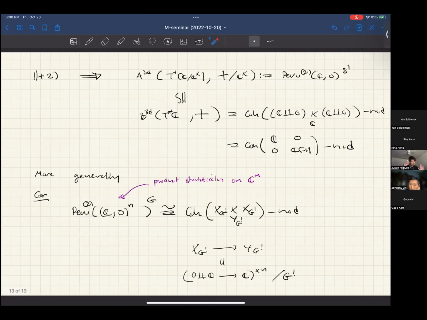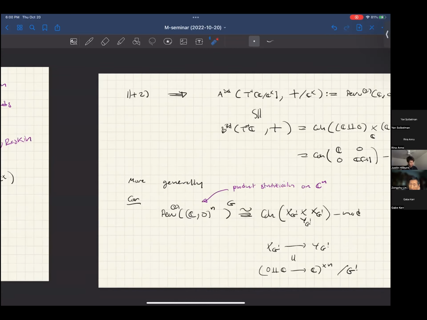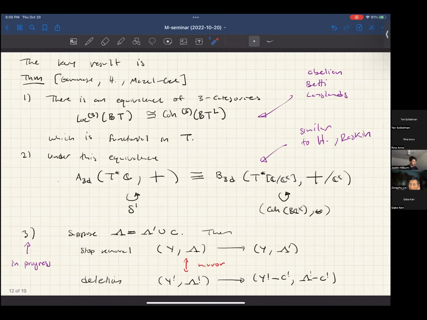Okay, so maybe let me pause. I can do one of two things. I could either tell you how one proves this equivalence, number 2, or I can show you examples of stop removal and deletion. I can certainly do both, in either order. So do people have a preference of which one they'd rather see?